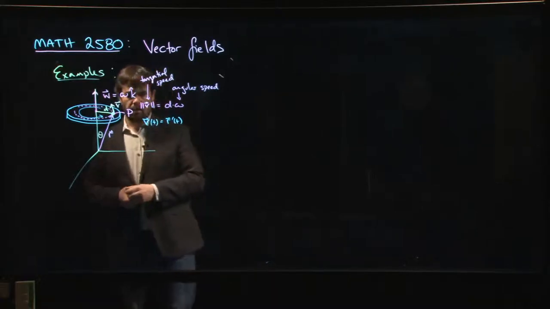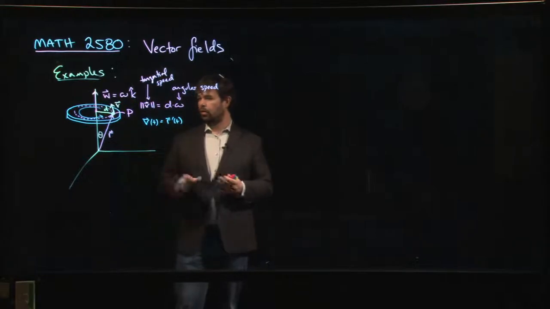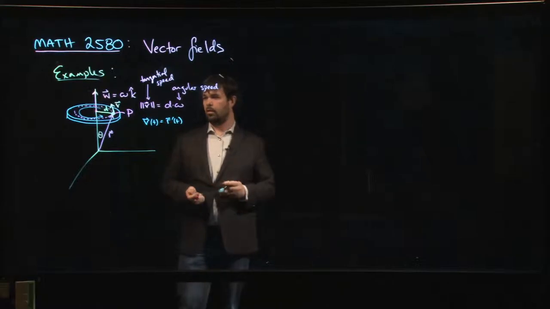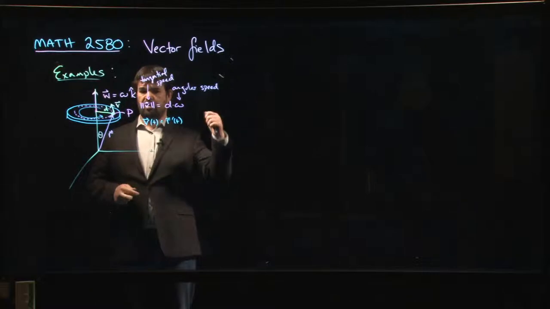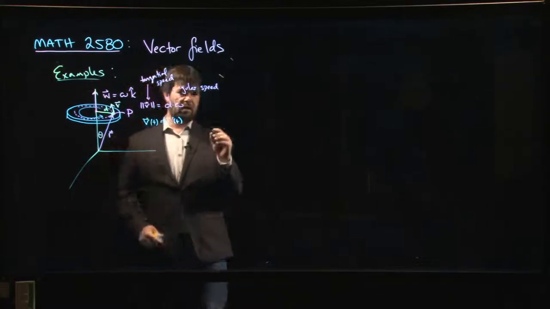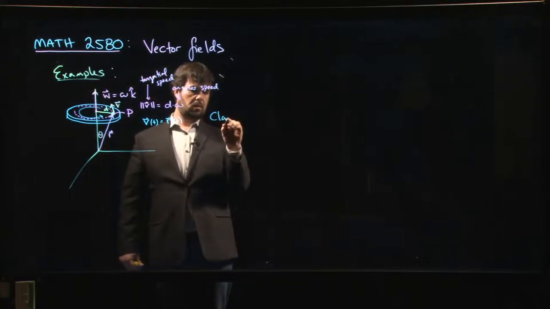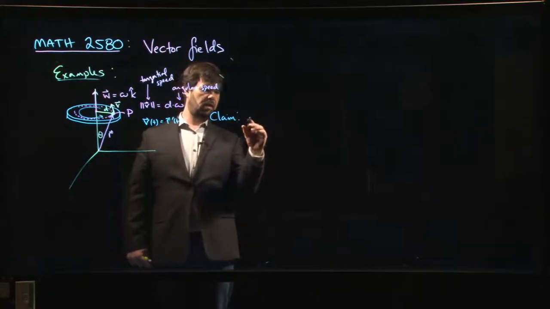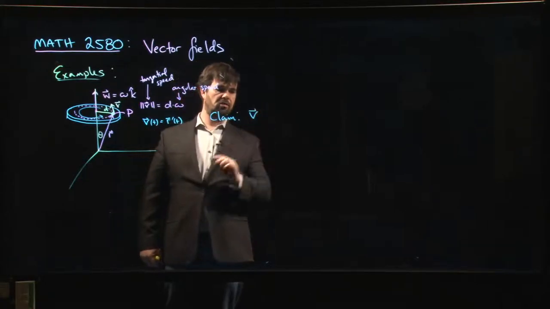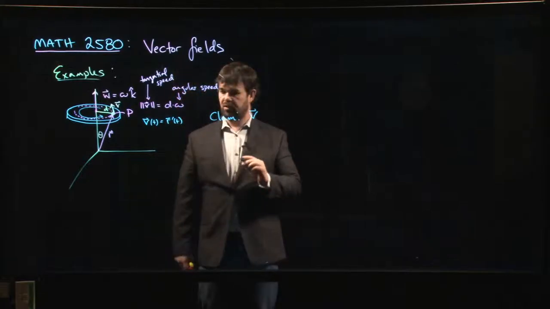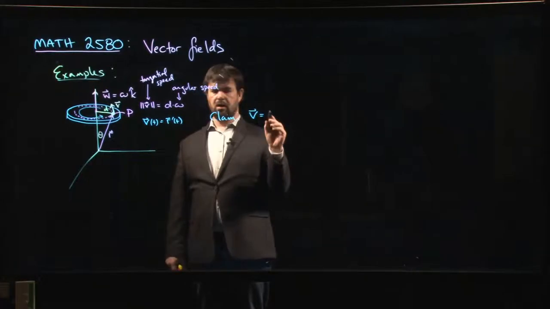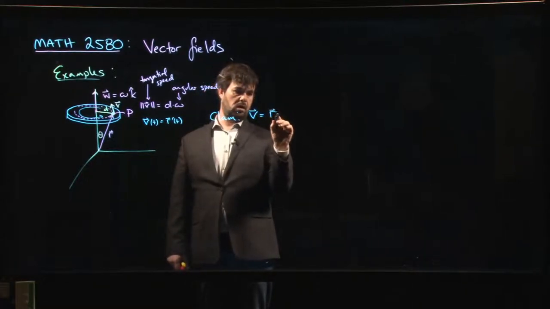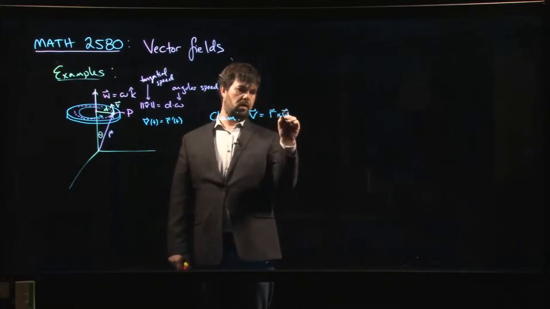Now, there's this angle theta that's in here as well, and the reason for that is I want to point one thing out. There's going to be a claim here. My claim is that the tangential velocity v is going to be given by a cross product. It's going to be given by the cross product of r and omega.